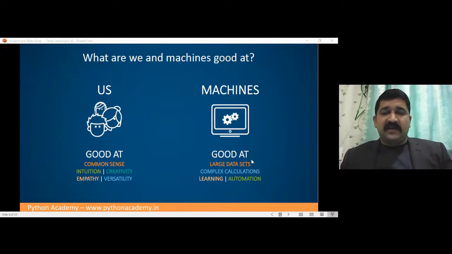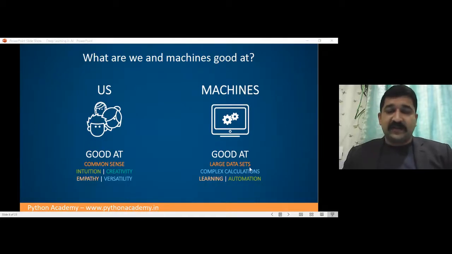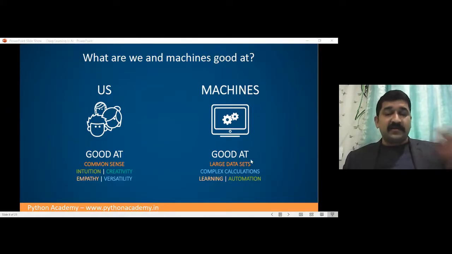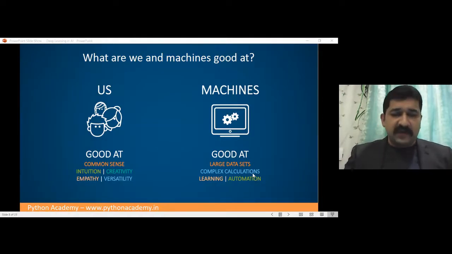Whereas machines are good at large data sets. We may not be a Shakuntala Devi, right? We may not know all of the things. Yes, we have some limitations, but machines can store many things, so they have large data sets. Complex calculation: yes, we can also do complex calculation, but we will require more time, we will need more writing or some other thing, whereas a machine can be very fast. So that is another thing.